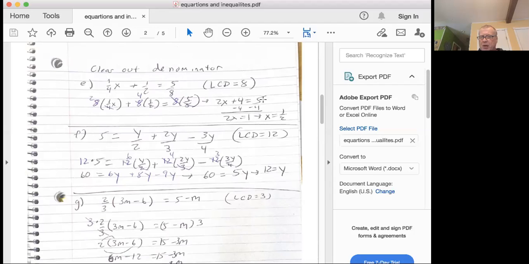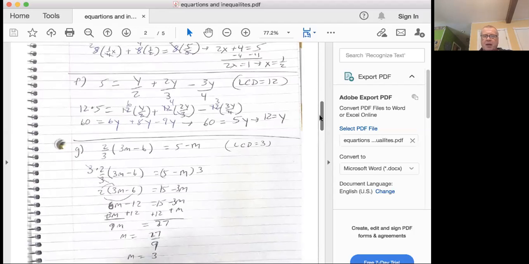Once I clear the denominators and reduce things, I should get an equation with no fractions. So our next step in this equation with no fractions is to subtract 4 from both sides. When we do that, we get 2x equals 1. I'll divide both sides by 2 and get x equals 1/2.